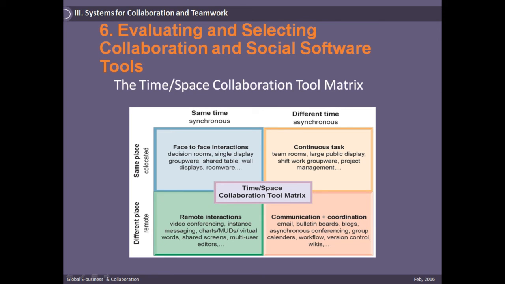Collaborations and social technologies are classified into four groups in terms of the time and place the activities take place. They are face-to-face interactions, continuous tasks, remote interactions, and communication and coordination. Here I would like to give you some examples for each type of collaboration and social technologies.